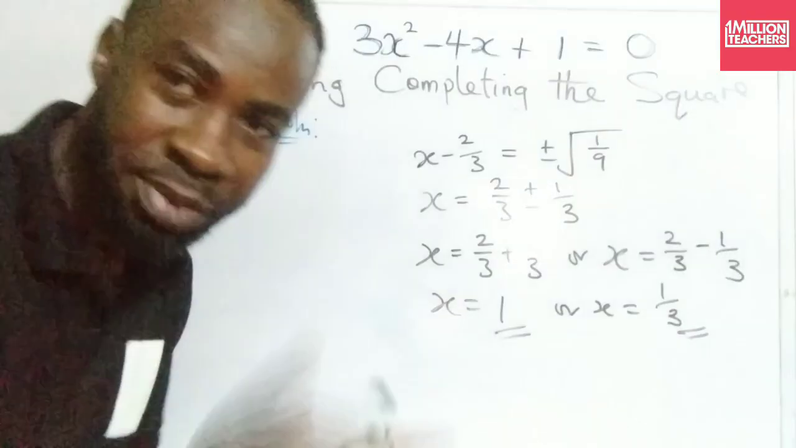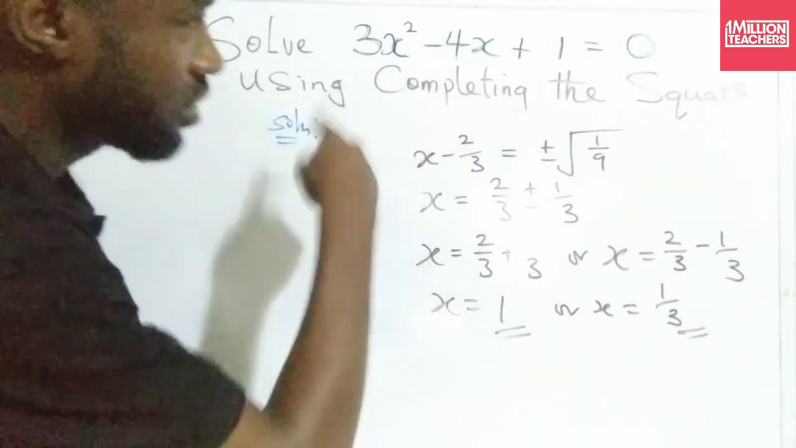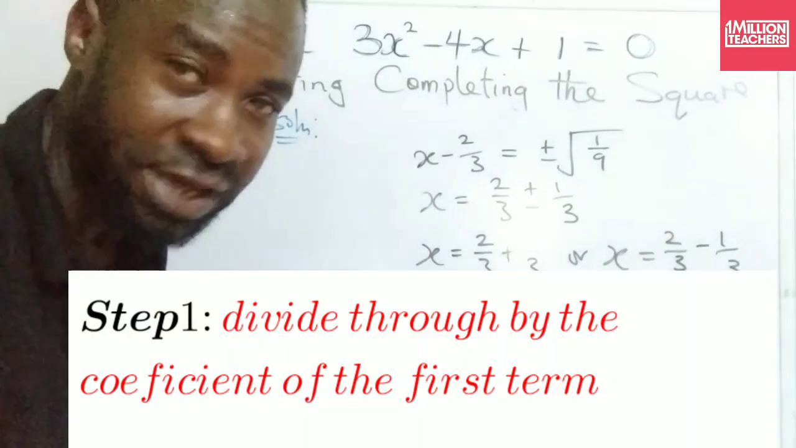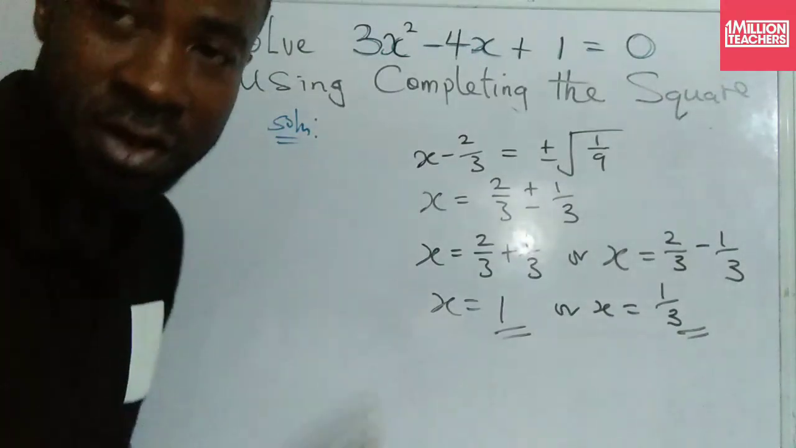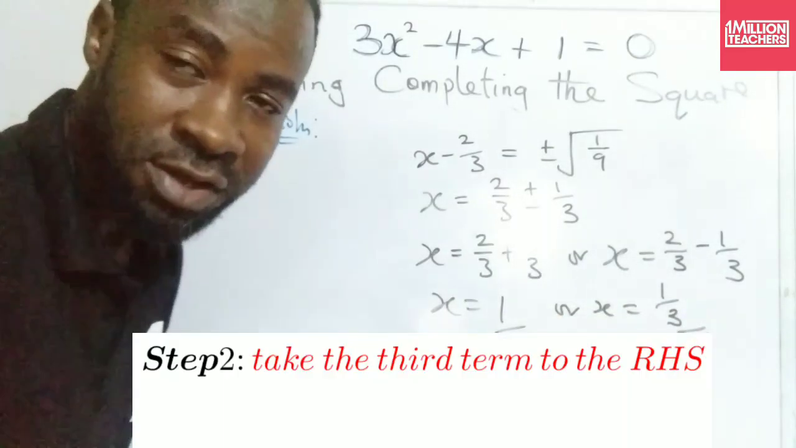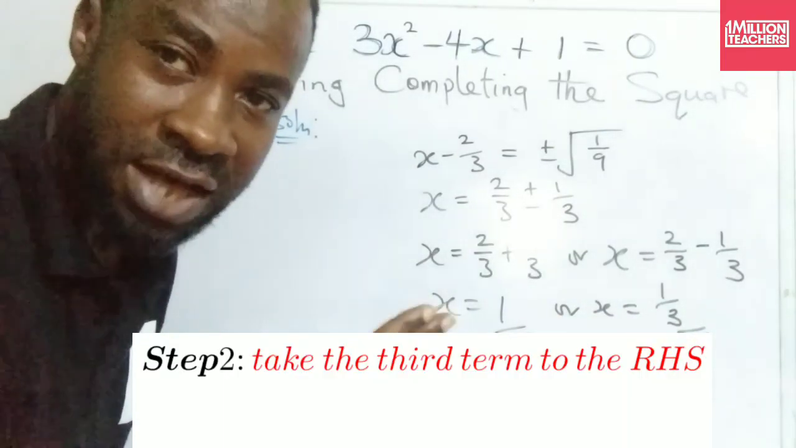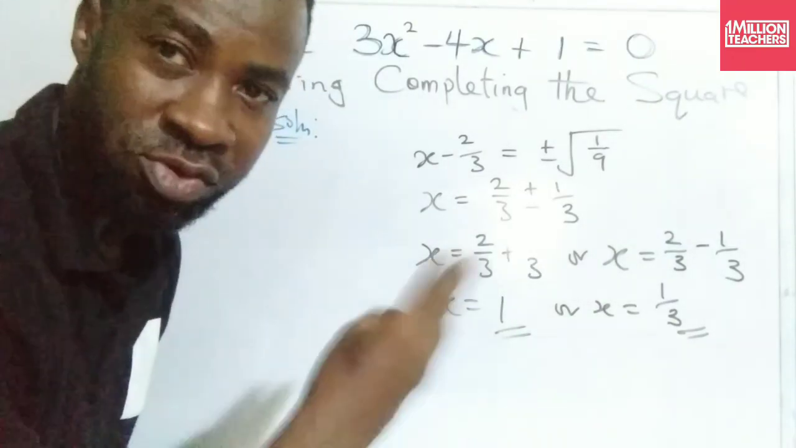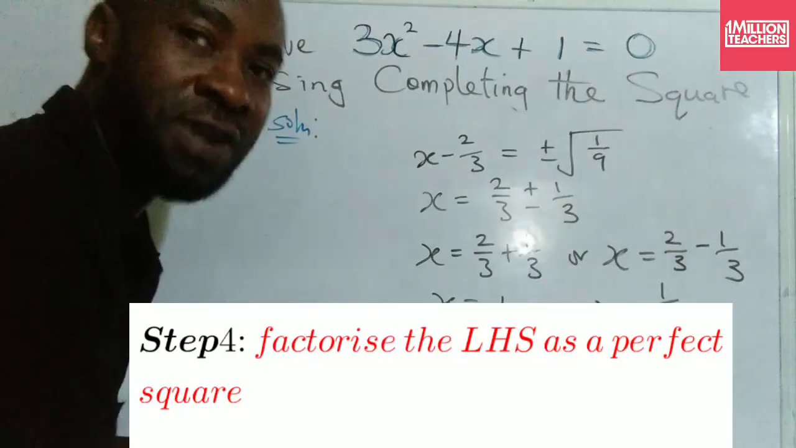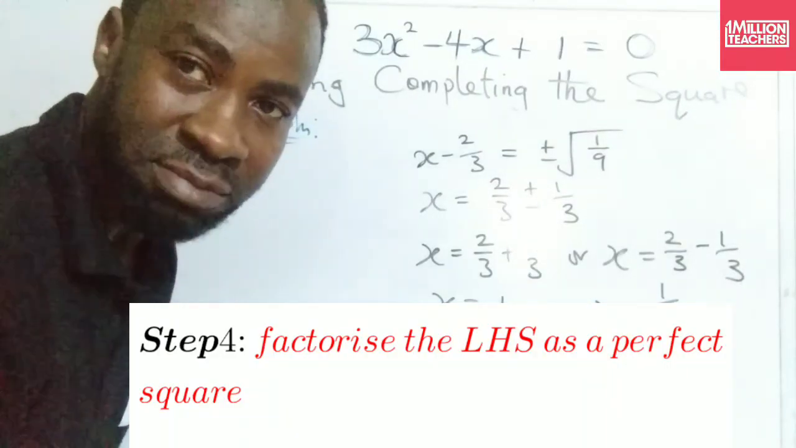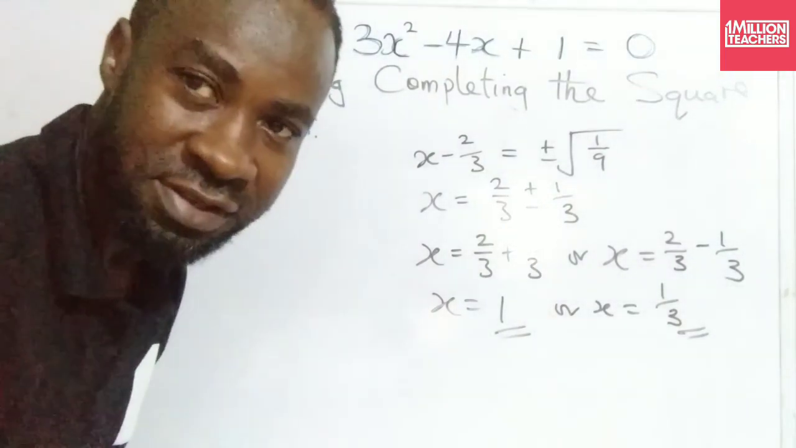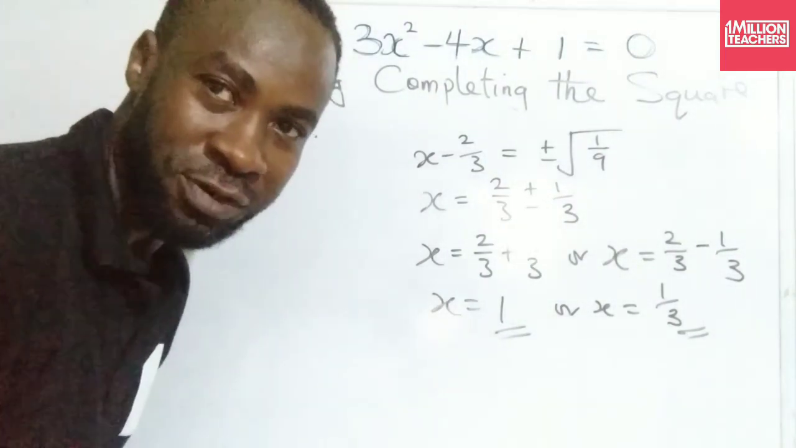So let's just wrap everything up. In solving by the completing the square method, your step 1 is divide by the coefficient of the first term. Your step 2 is you take the third term to the right hand side. Your step 3 is to add b over 2 all squared to both sides. And your step 4 is to factorize the left hand side by making it a perfect square. And then you simplify the rest. So that's just what we've just done.